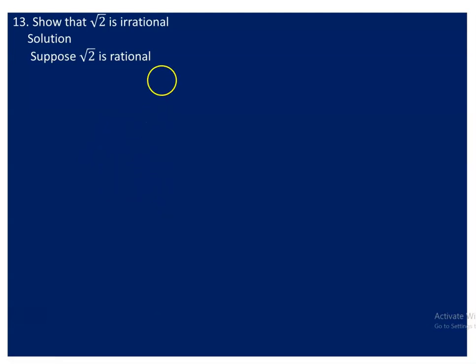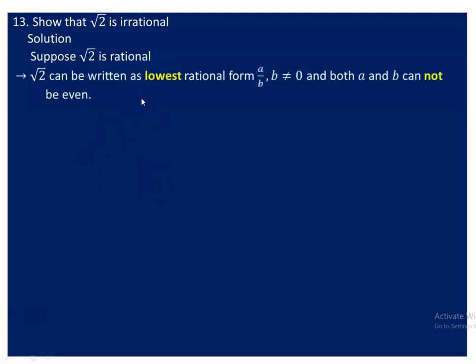Suppose radical 2 is rational. Look, if radical 2 is rational, guys, radical 2 can be written in lowest rational form as a over b, where b is different from 0, a and b are integers, and a and b cannot both be even.